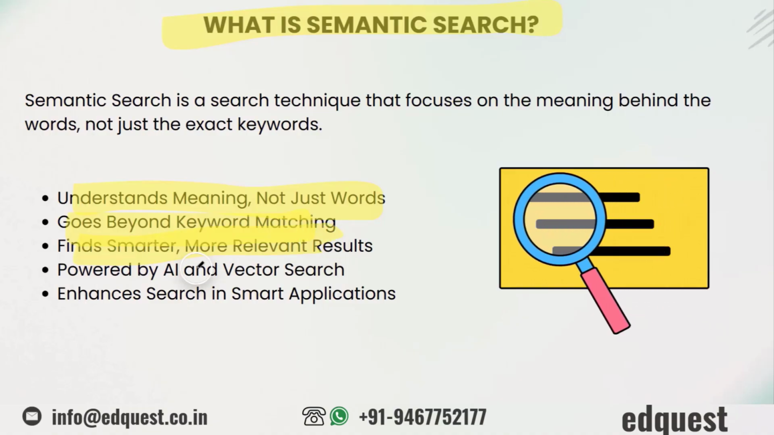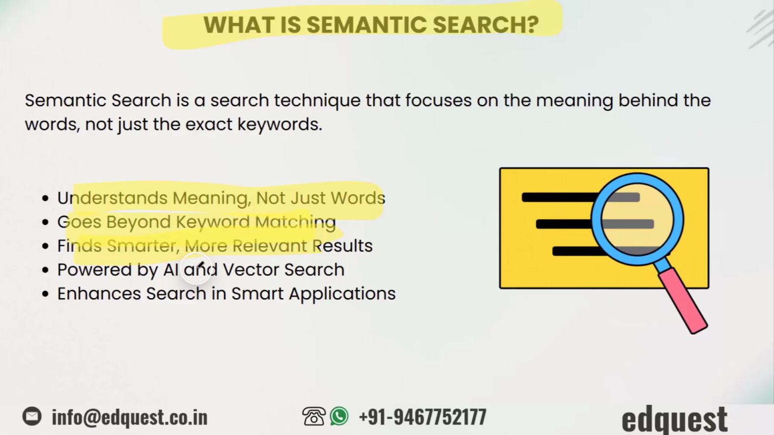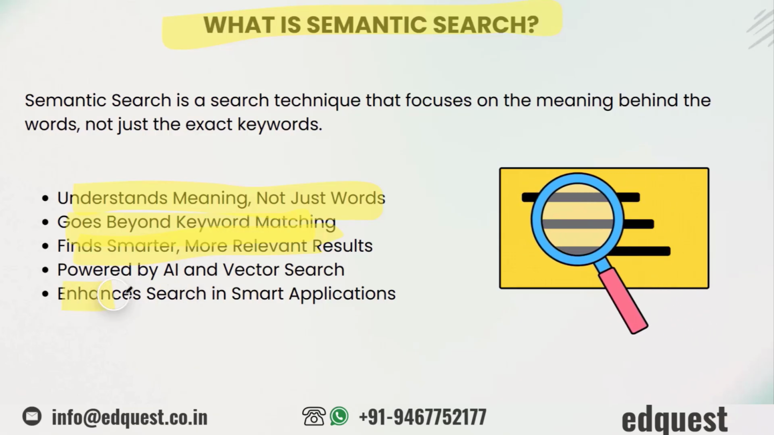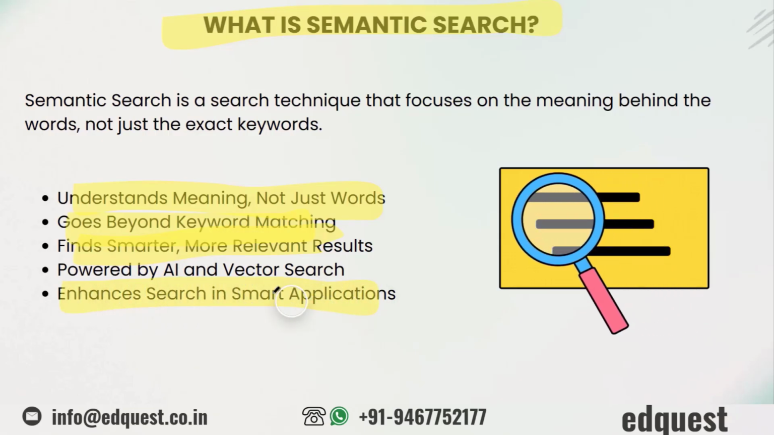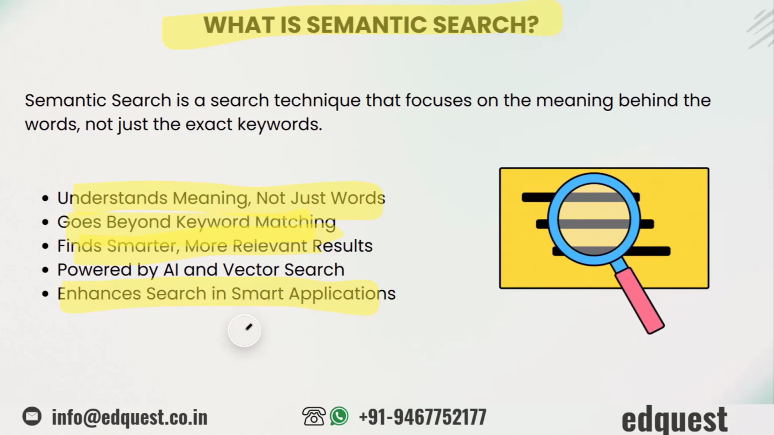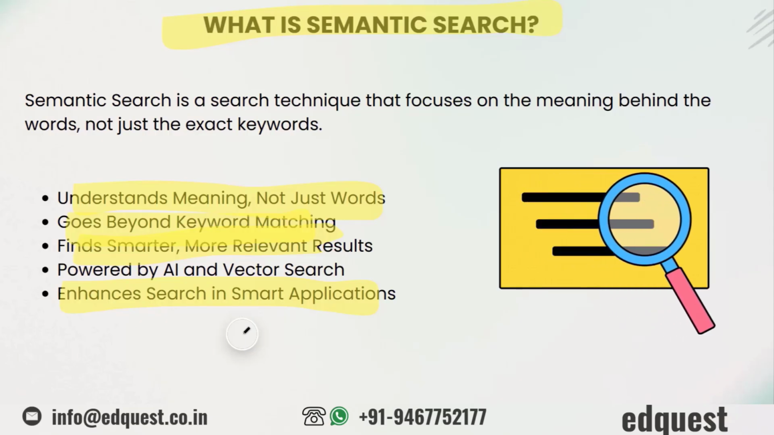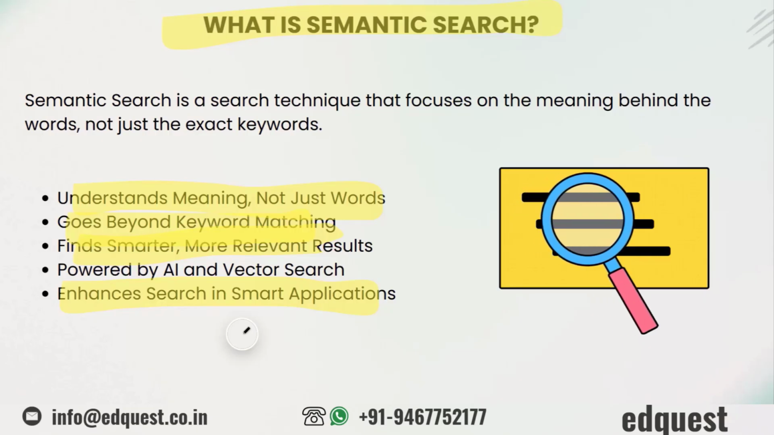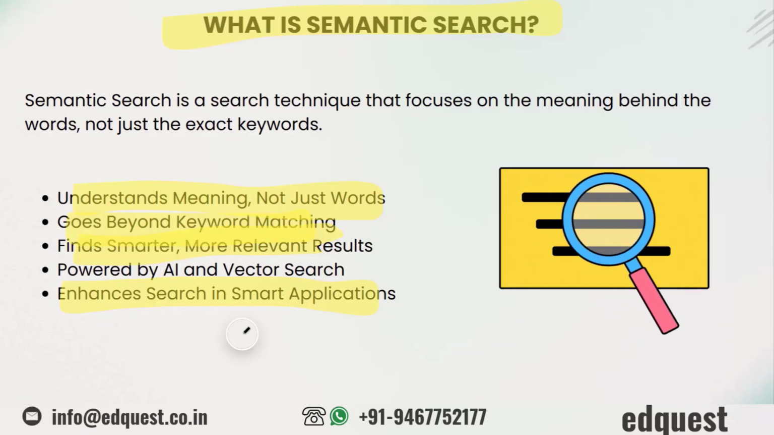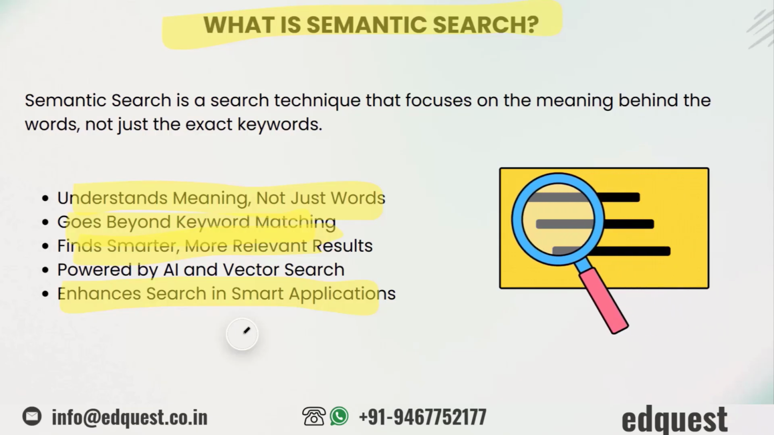There might be a question in your mind: where is semantic search used today? There are many real-world use cases. Some of them are AI chatbots, voice assistants, search engines like Google, and recommendation systems like Netflix or Spotify. In all of these, it's not just about what you said, it's about what you meant. With the help of semantic search, the AI can understand what you really want.